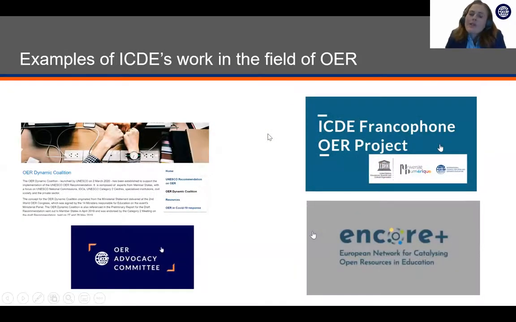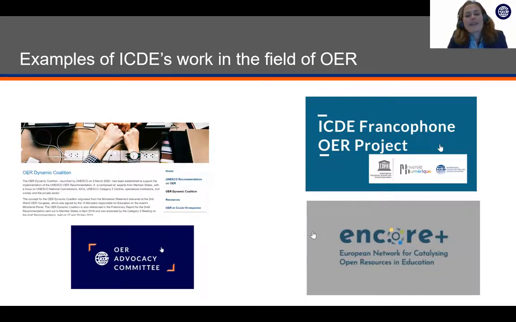ICDE has been involved in open education for a couple of decades through our members. Many of them are open universities, and also through our consultative partnership with UNESCO. Currently, we're having two major projects focusing on OER. It is the ANCORE project, which my colleague Rob from the Open University UK will present later in this session. And it's the ICDE Francophone OER project that we will be focusing on today with this course.